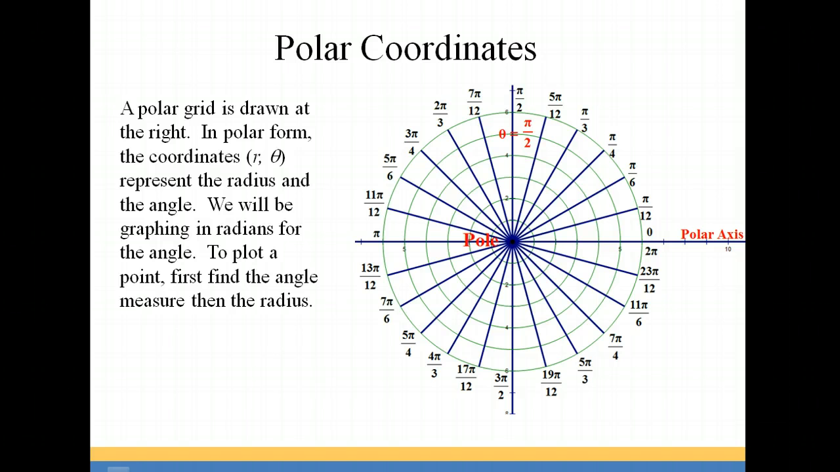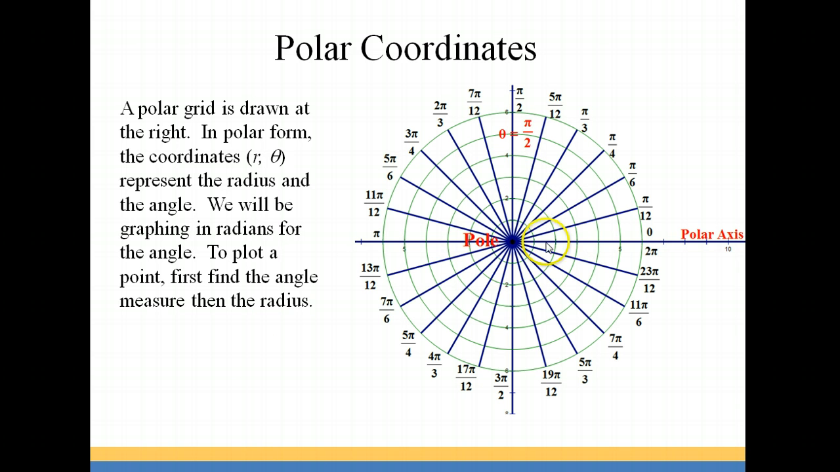Well, this is very similar. With our horizontal axis, we're going to call it the polar axis, and our vertical axis is the line theta equal pi over 2. The intersection of those two axes is called the pole. Now, what you should also notice is that I have concentric circles coming off of the pole, and each one of those circles has a radius 1 unit longer than the other.